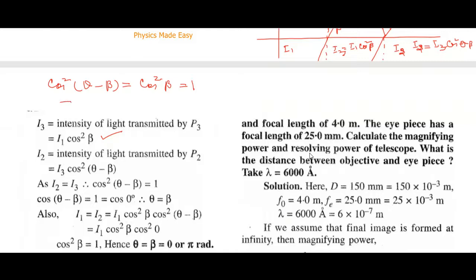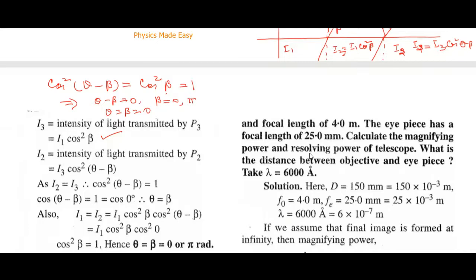So now what does this imply? This implies that if we put all the values equal, only one condition can satisfy this. One is theta minus beta is equal to 0 from the first and third. From the second and third, beta is equal to 0, because only cos 0 is 1. So theta is equal to beta and beta is equal to 0, or it can also be pi.